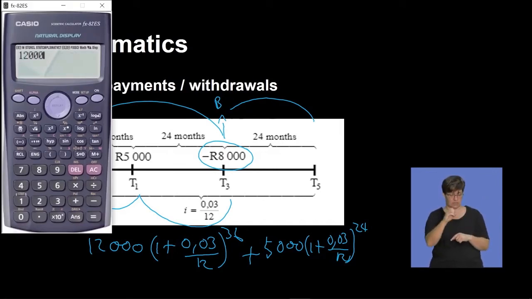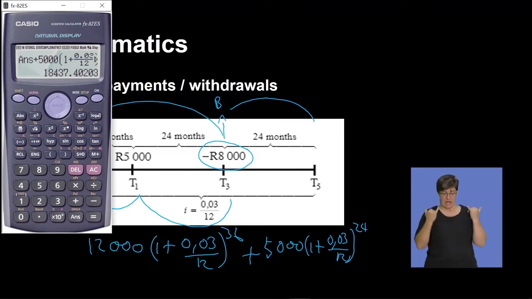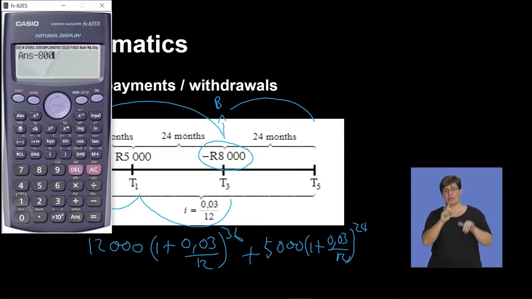This will be 12,000 into 1 plus, the interest there is 0.03 over 12 to the exponent of 36, right? And then we add the other amount that gained interest for 2 years now. This gained interest for 2 years, 1 plus, same, 0.03 divided by 12, and it was to the exponent of 24 because it's for 2 years. And that's how much she then had after 3 years. She then decided to do what? To withdraw the 8,000.